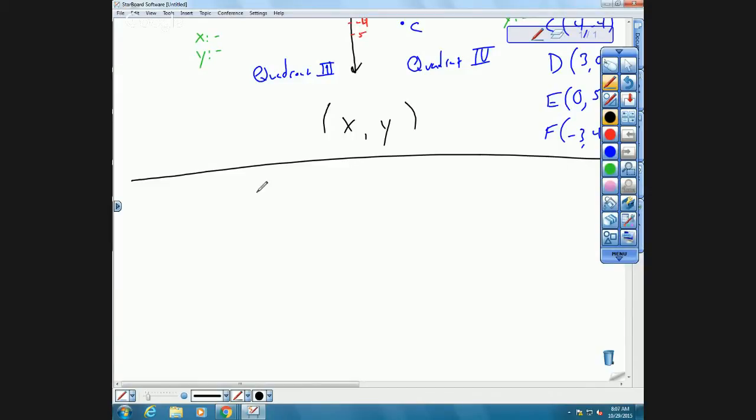So an equation of a line, I always forget to talk about this, so I'll talk about it right now. The standard form of a line is AX plus BY equals C, where A, B, and C are just numbers. So an example of that would be like 2X plus 3Y equals 6. Okay. So that's just what an equation of a line looks like.